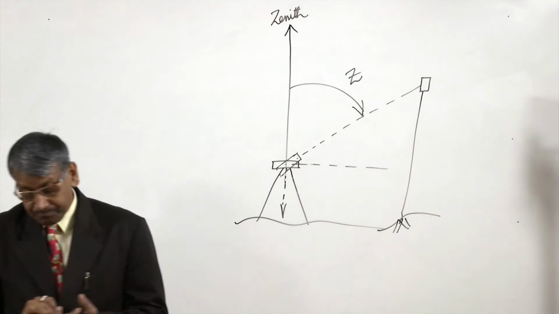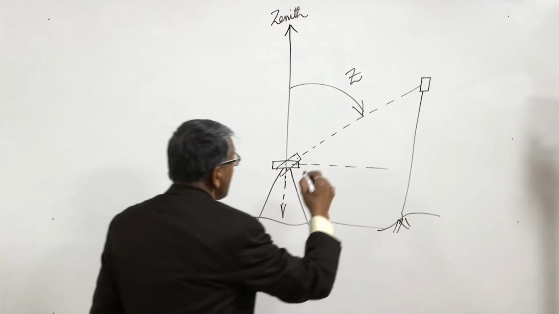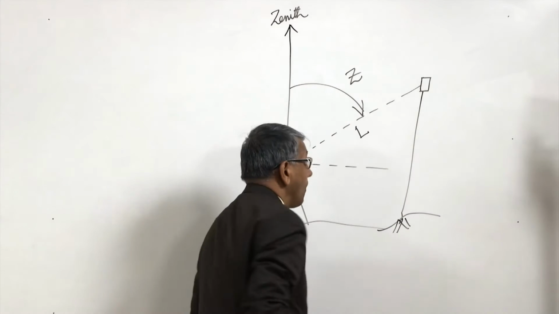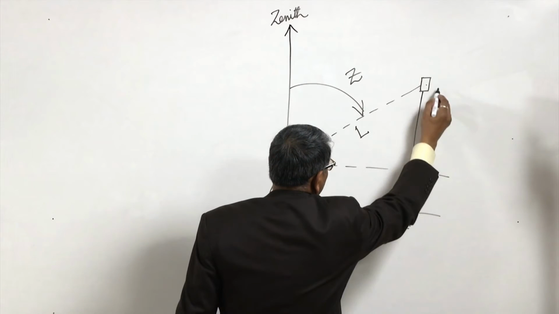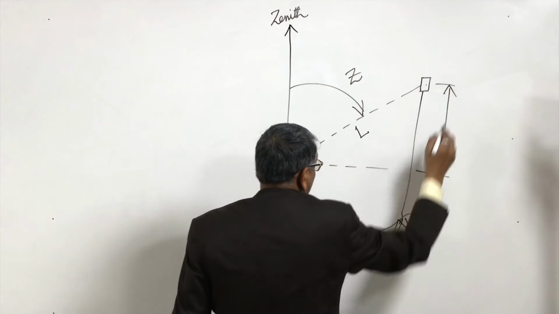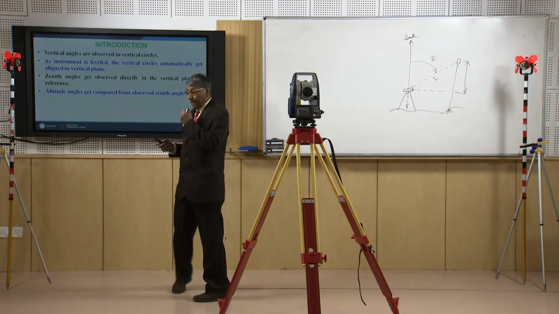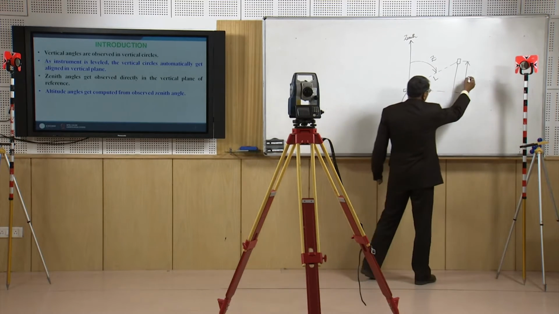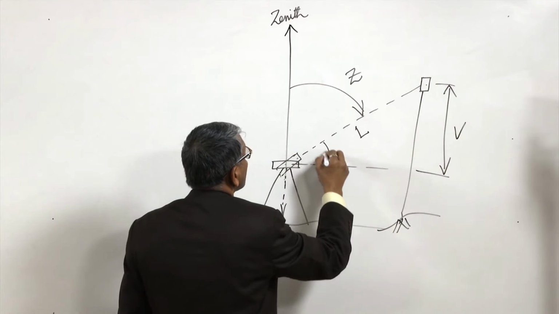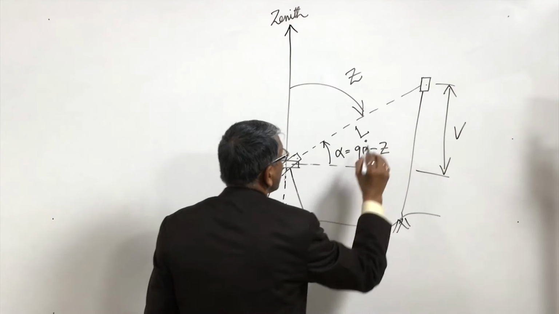So actually the total station provides us the zenith angle, and it also measures the slope distance L. From this zenith angle and the slope distance it derives the change in height, or vertical height. So this is the fundamental behind the zenith angle and vertical height. Also we can get the altitude angle by taking 90 degrees minus Z.